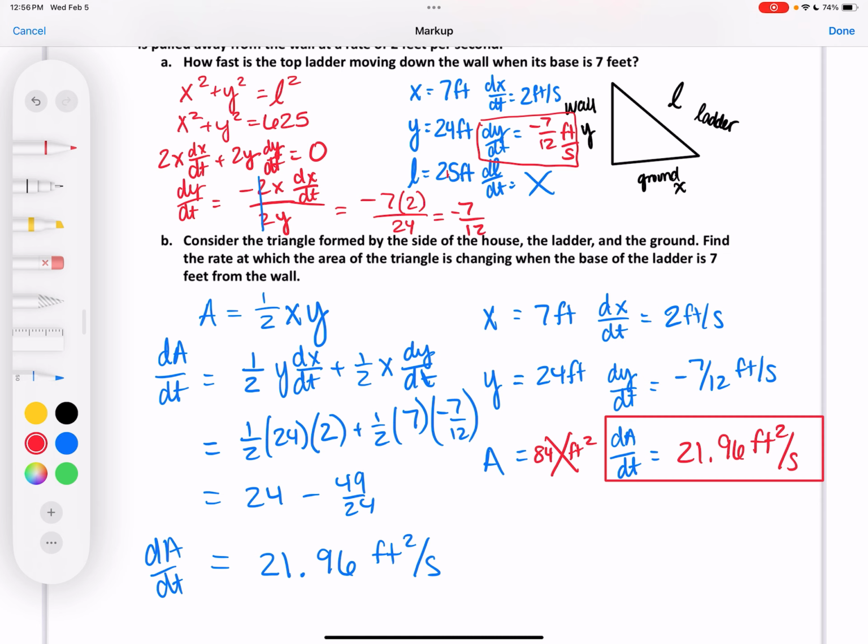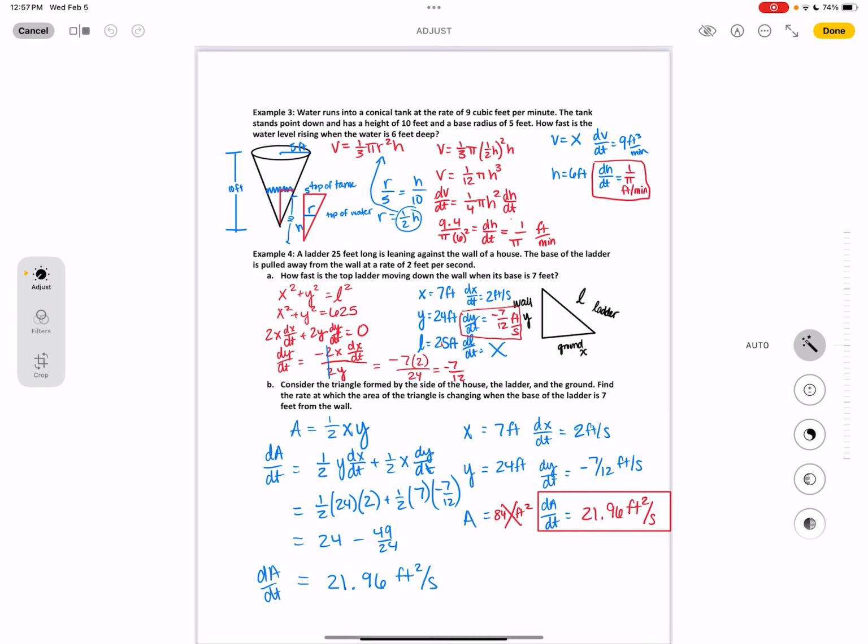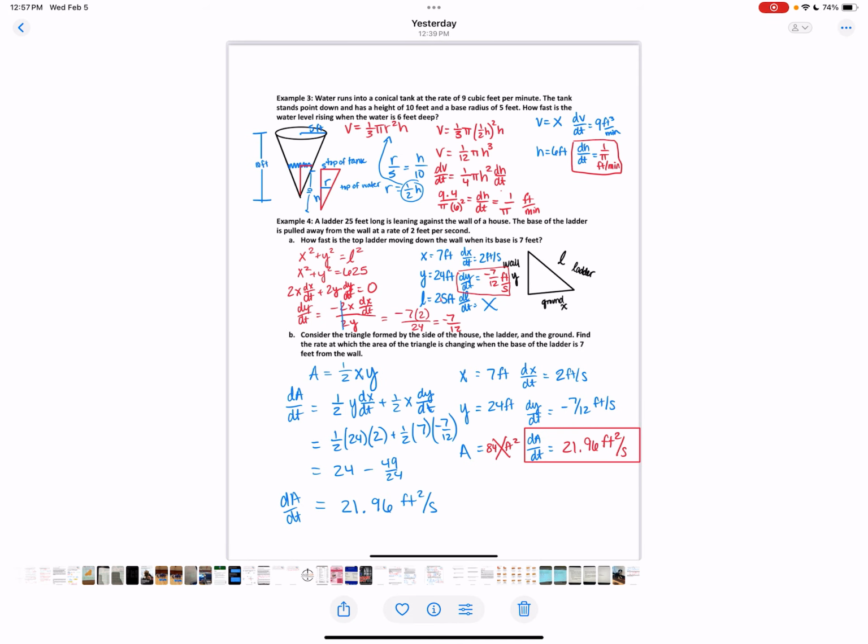So this next one's another pretty common type of question that we have when it comes to related rates. I am doing one off the practice page just because it's good to see. The way it's approached with the similar triangles will be similar to example 3, but it looks more like number 4. Anyways, it's just different.